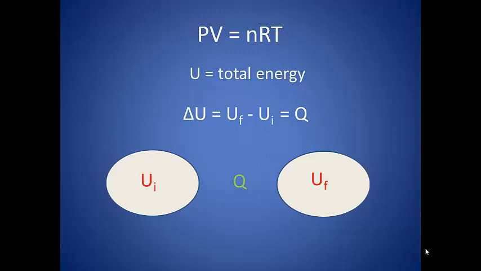If we look at what we have at the end, we see that the final energy is equal to the initial energy plus the heat energy that we added in. So if Q is positive, the system gains heat. If Q is negative, the system loses heat.